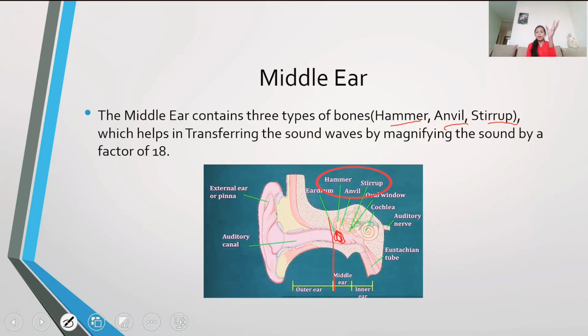These are in a specific order. So you cannot say that stirrup is the first, anvil is the second, and hammer is the third. This is the order: first is hammer, then anvil, then stirrup. Then which helps in transferring sound waves by magnifying the sound by a factor of 18. So from the middle ear we will transfer the sound to the inner ear. Before that the sound will be magnified by a factor of 18.